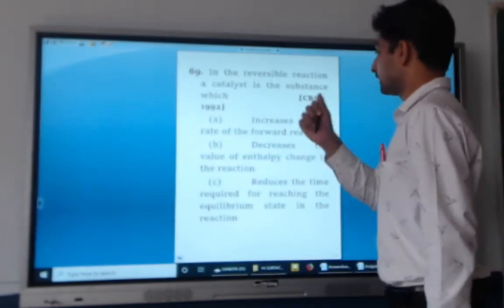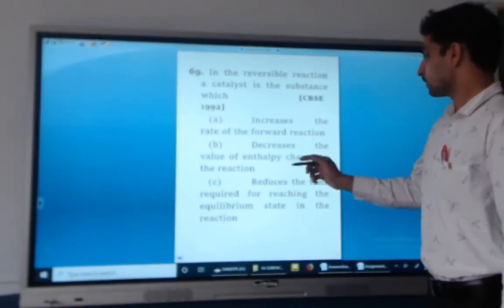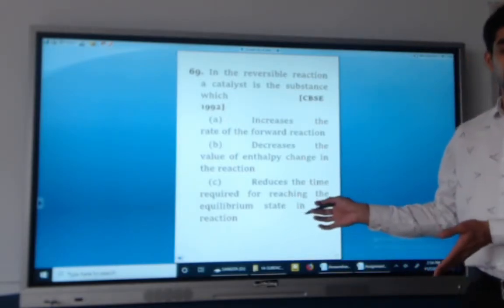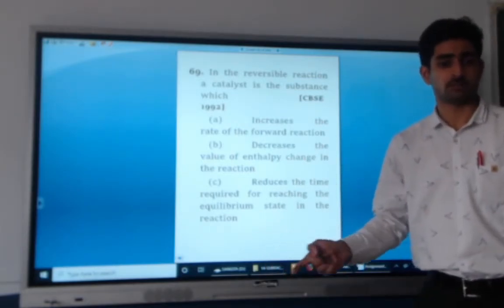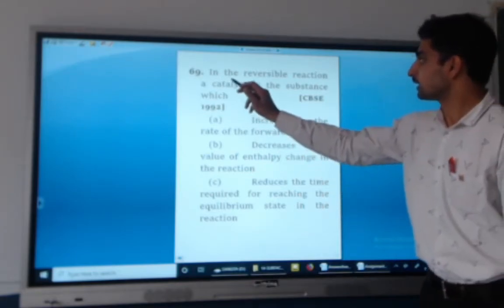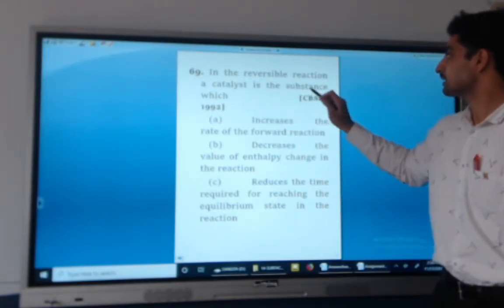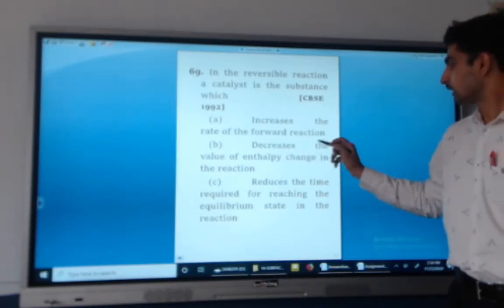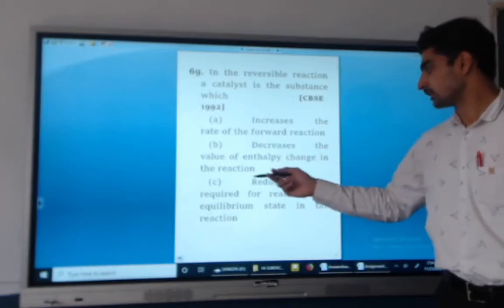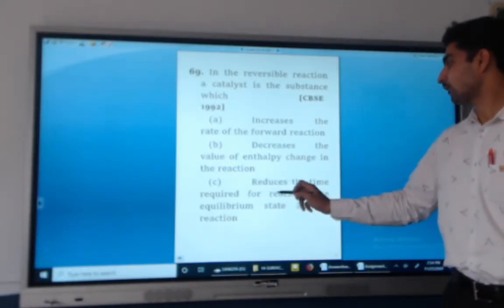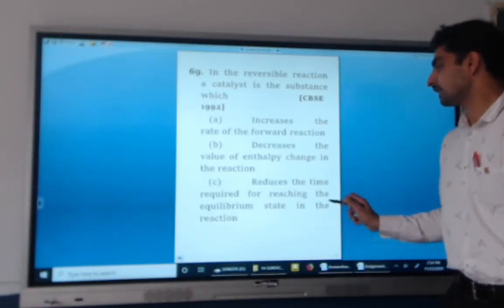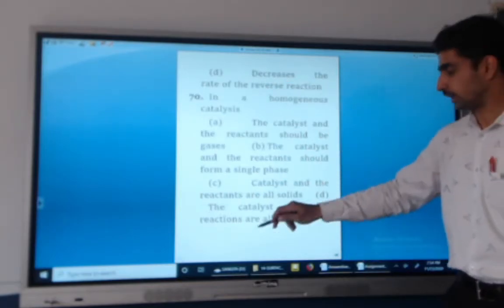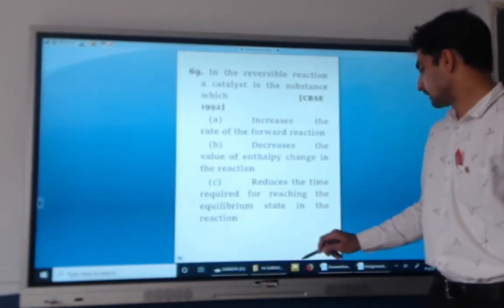So it's not the D answer. I forgot to mention, it is not D option, it is C option. By mistake I told you D. See, in a reversible reaction, a catalyst is a substance which increases the rate of forward reaction, no; decreases the value of enthalpy change in the reaction, no; reduces the time required for reaching the equilibrium state in the reaction. This is the answer. So by mistake I told you D. No, it is not D, it is C.